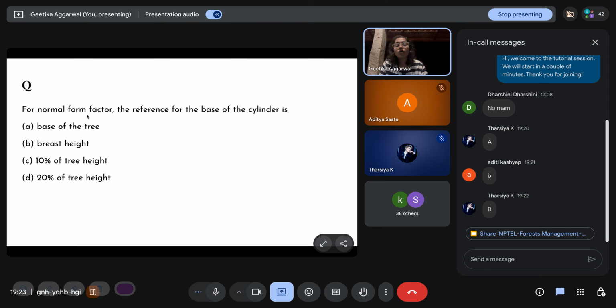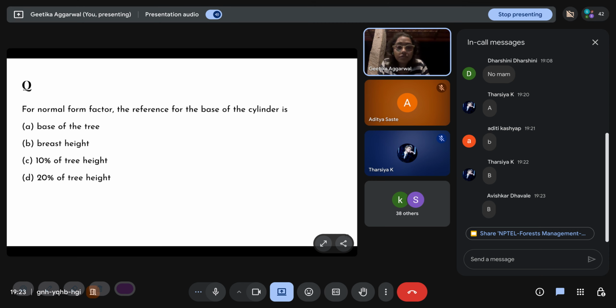Okay, moving on. For a normal form factor, the reference for the base of the cylinder is. So we discussed the absolute form factor. For the normal form factor, the reference is what? Base of the tree, breast height, 10%, 20%. Okay, somebody is saying B, breast height. Others, for the normal form factor, the reference of the base of the cylinder is.